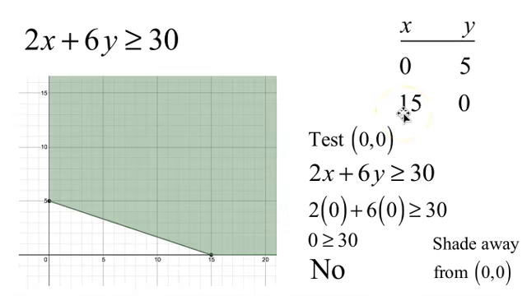Shading away from 0, 0, we get it looking like that. So that's the first of our constraints. Let's take a look at our next one. I have 4x plus 2y greater than or equal to 20. I'm going to go ahead and graph the equation 4x plus 2y equals 20, again using the intercepts.